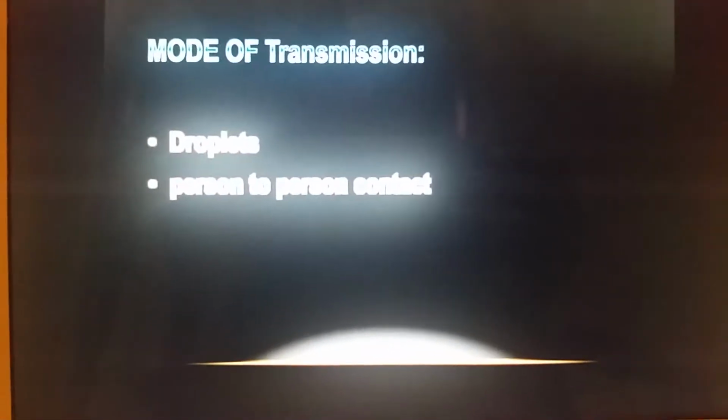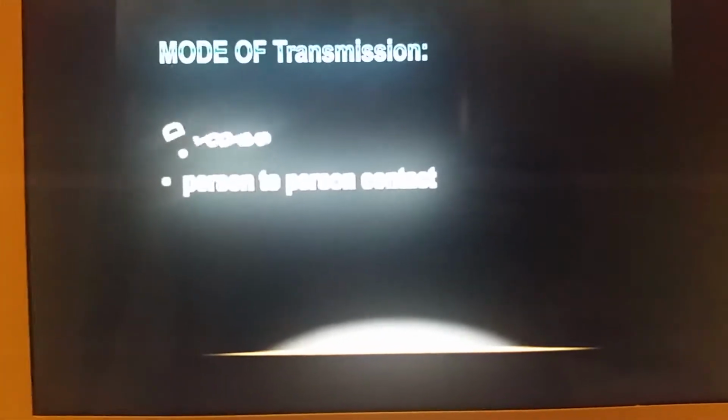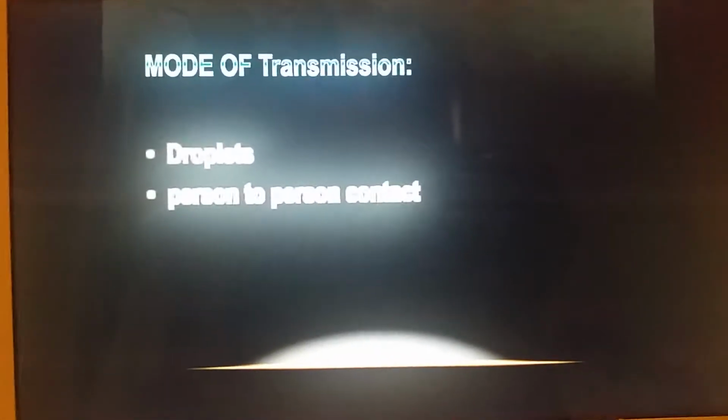Now, the mode of transmission is that it's transmitted through respiratory droplets, and also through person-to-person contact.